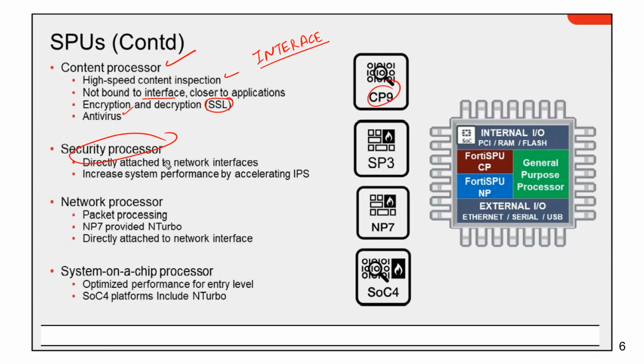So the security processor is basically applied directly on the network interface. It helps to accelerate the IPS. Whatever the IPS signatures are, the security processor handles that traffic. So rather than the CPU doing the job for you, the security processor does it, so it becomes much faster compared to the CPU. Why? Because the CPU has to handle all the other kinds of traffic, and new traffic is also coming in, but here the security processor is dedicated. So the amount of processing handled by the security processor is much faster compared to a CPU.